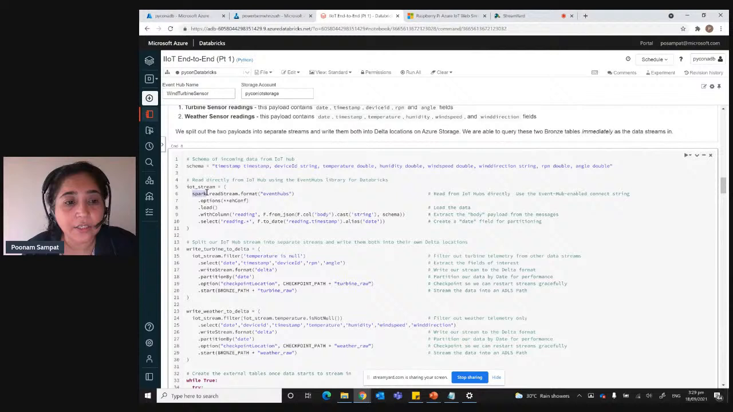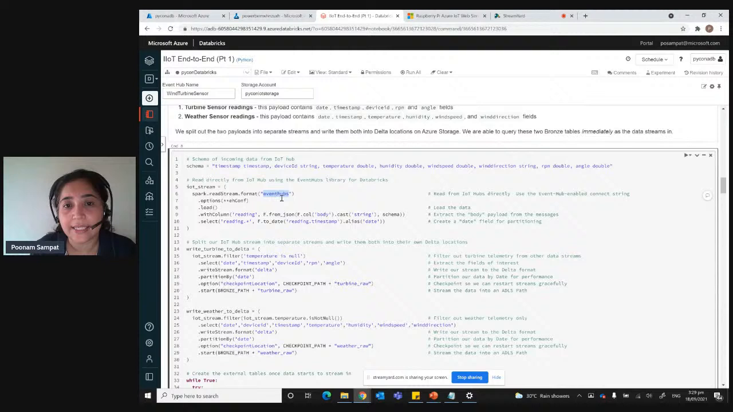I'm saying spark.readstream.format, and I'm putting in event hubs. Event hubs and IoT hubs can be used interchangeably in this scenario. And these are predefined libraries that come in with Databricks because it has a connector available to connect to IoT hubs. So this is how I'm getting in data directly from IoT Hub, and I'm writing it into a delta table.